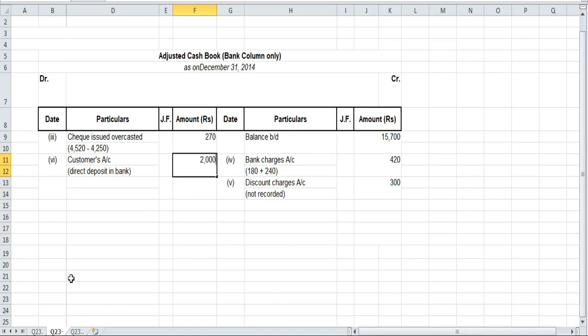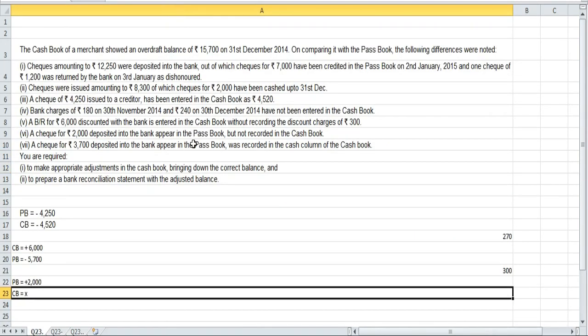Okay, and how much was the direct deposit? 2000. Once again, to understand this, 2000 is deposited in the passbook. What we said we have to write in adjusted: if there is any error in the passbook, or if it is entered in the passbook but not entered in the cash book. Mark this point. I've repeated this so many times that it will linger in your mind the whole day.